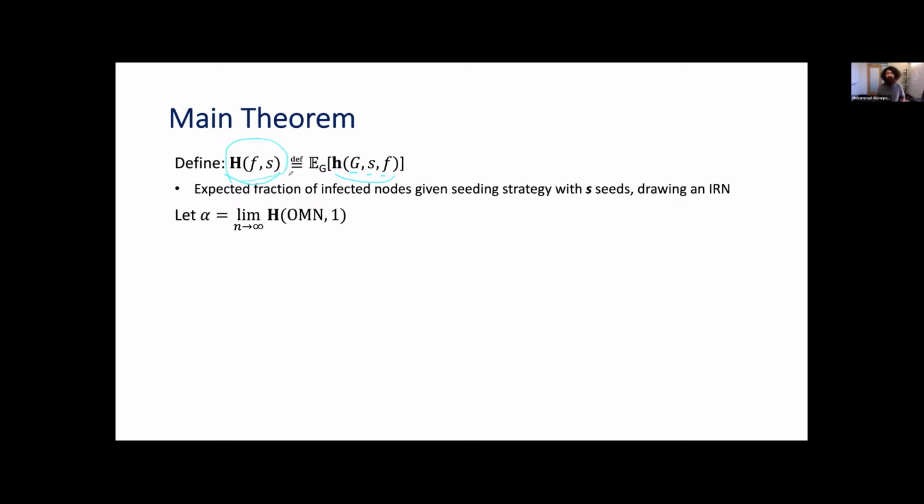It's saying that if I draw a random network with this model that we just had, and use seeding strategy F with S seeds, what is the expected fraction of informed nodes?